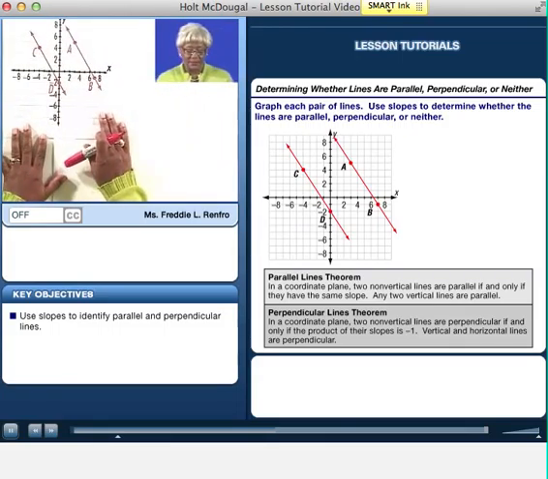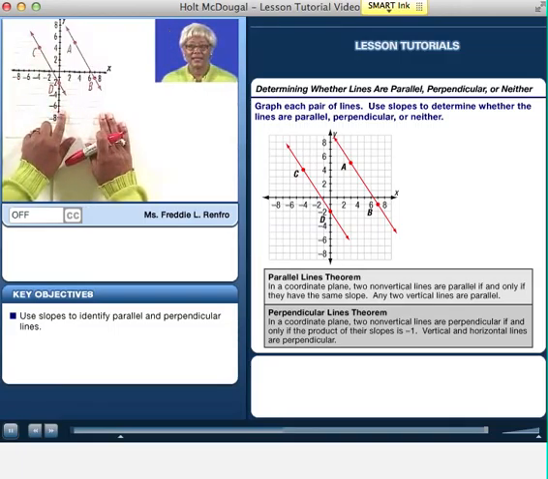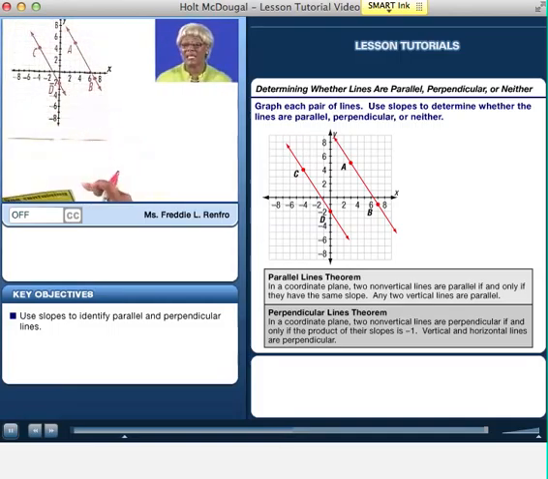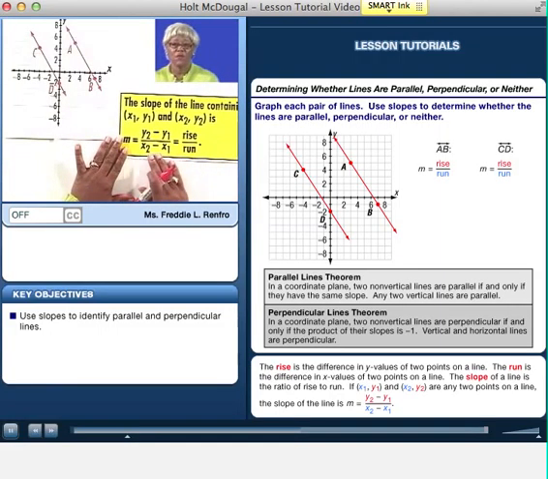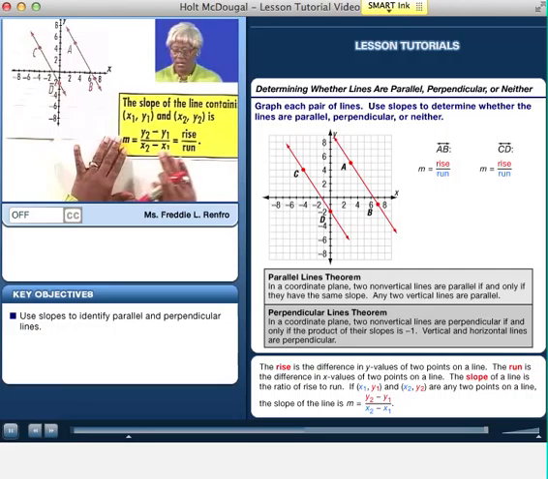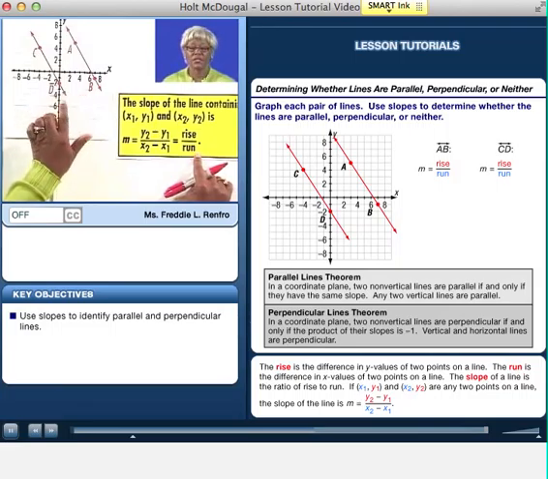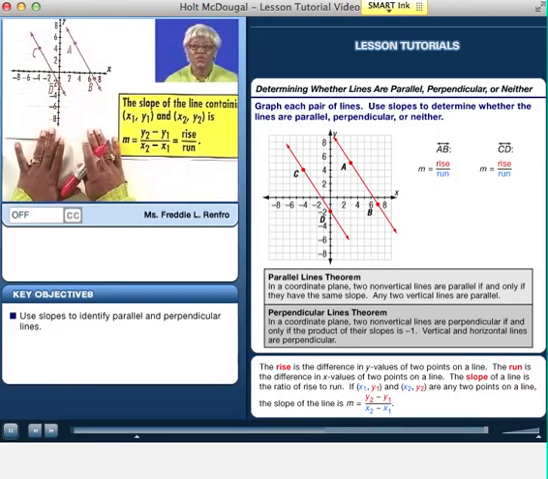Well, I have line AB and line CD. Are they parallel? Are they perpendicular? Or neither? Recall, if we can compare the slopes, remember the slope formula. Rise over run. Compare the slopes to determine if these two lines are parallel, perpendicular, or neither. Let's use rise over run.